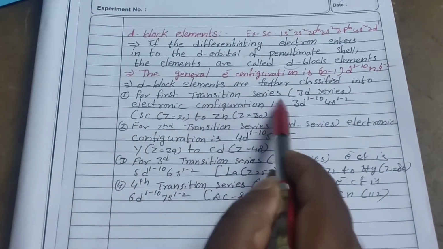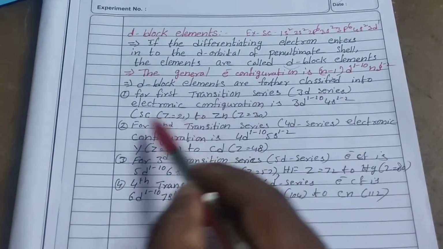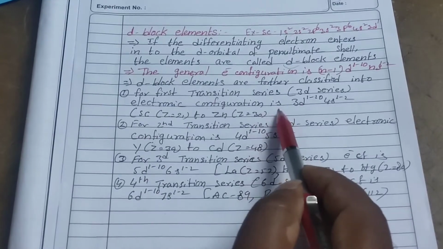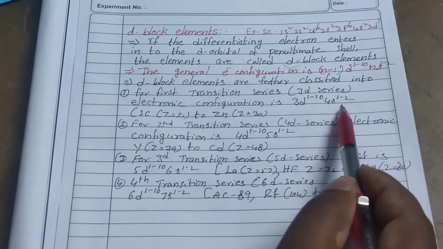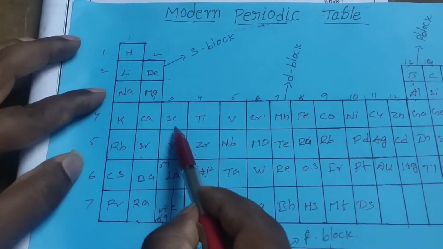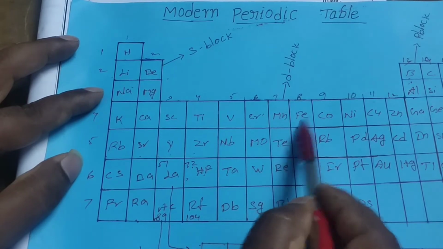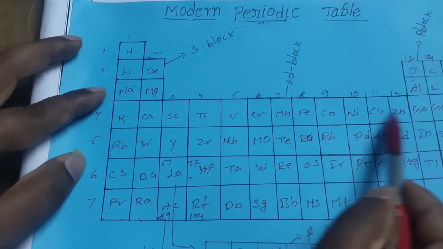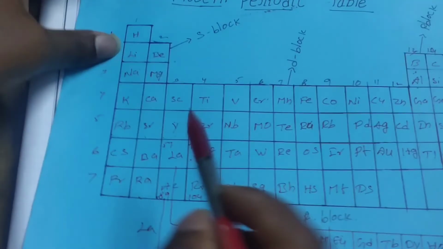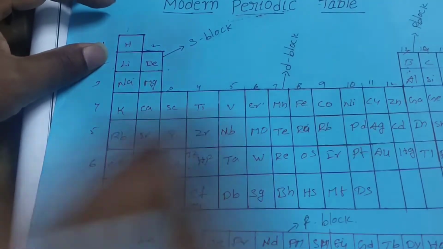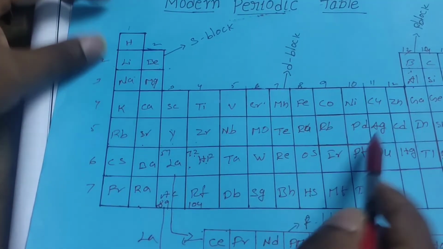Now, the first transition series we call the 3d series. The electronic configuration is 3d 1 to 10 and 4s 1 to 2. So the 3d series elements are scandium, titanium, vanadium, chromium, manganese, iron, cobalt, nickel, copper, zinc. So the elements with atomic number 21 to 30 are called the 3d series.